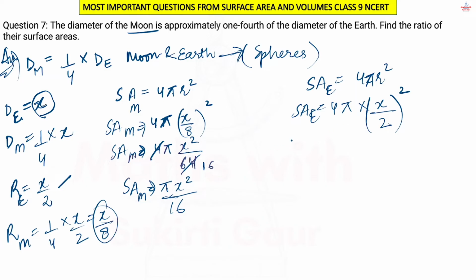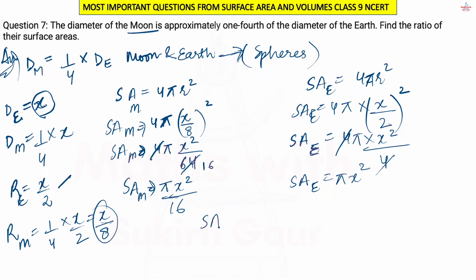Square SA of earth will give us 4 pi x square upon 2 square, which is 4. The 4 cancels out 4, and we are left with SA of earth is equal to pi x square. Now just take the ratio. Surface area of moon upon surface area of earth is equal to, surface area of moon is pi x square upon 16 and surface area of earth is pi x square, right? And there is nothing in the denominator, just put 1.